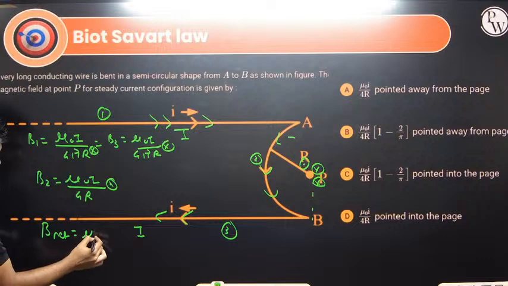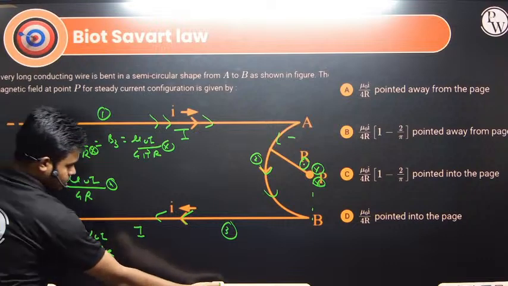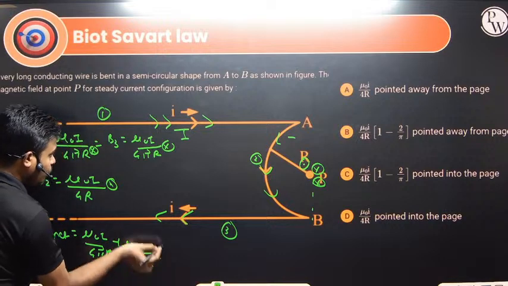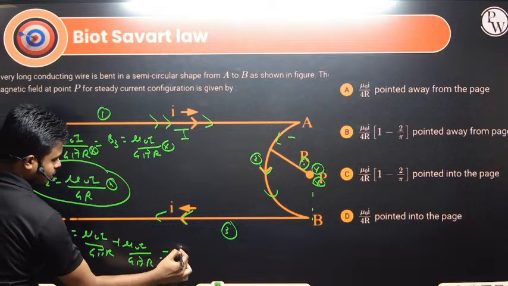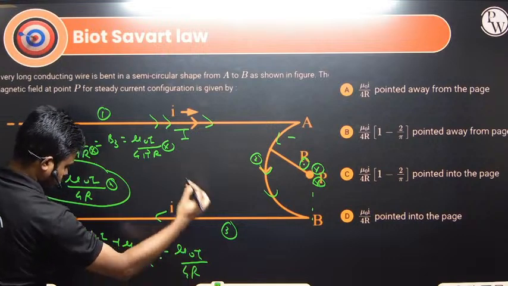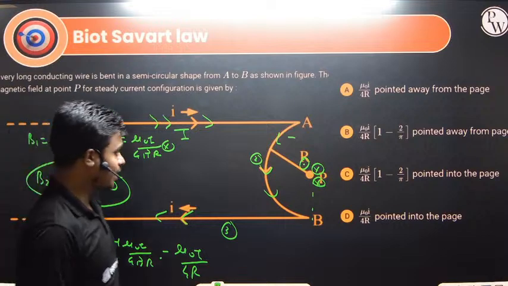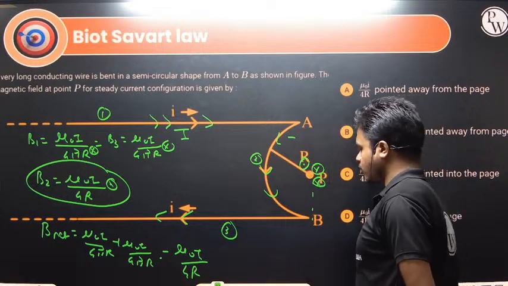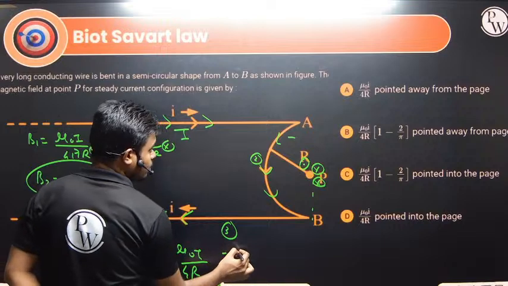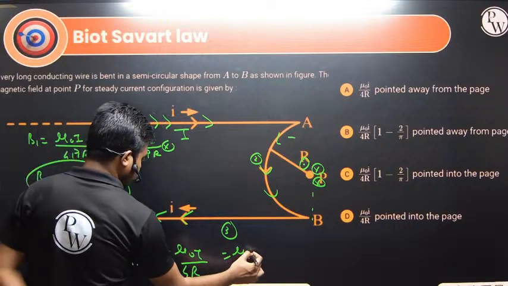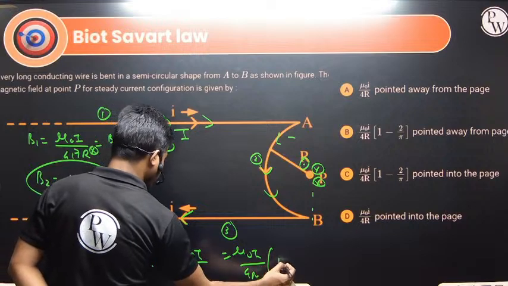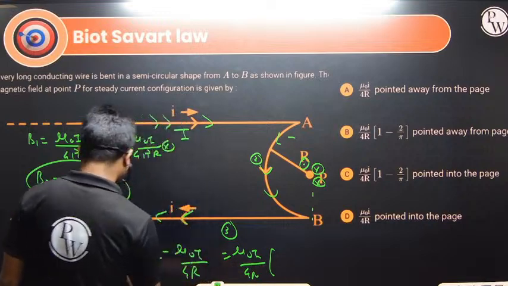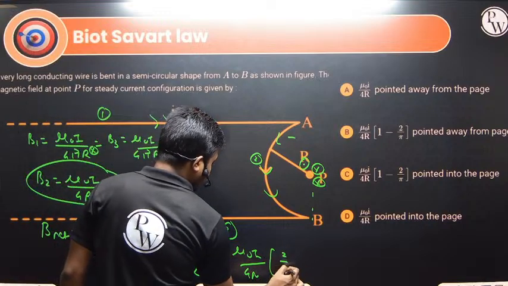So mu naught I divided by 4 pi r plus mu naught I divided by 4 pi r. But we have to subtract this one: minus mu naught I divided by 4 r. Right. So taking mu naught I by 4 r common, this particular term we are getting is 2 by pi minus 1.